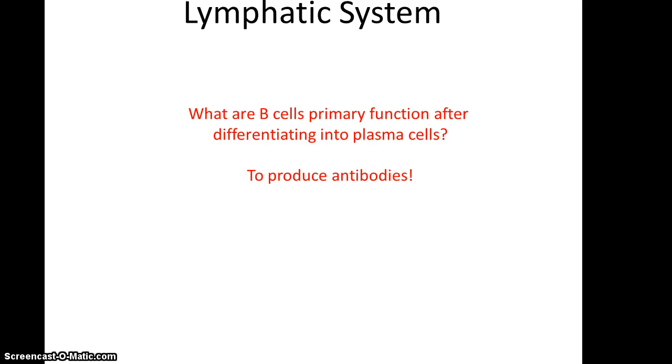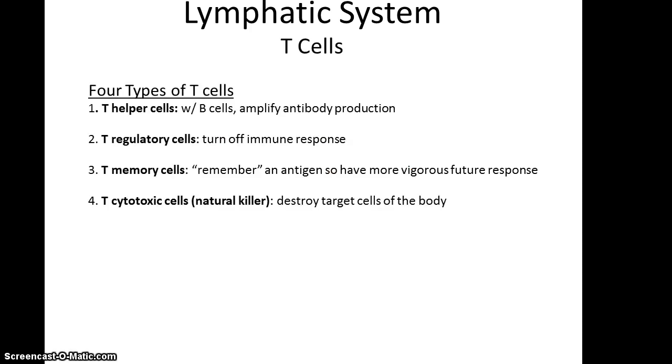So the B cells, what is their primary function? Well, it turns out that after they differentiate into plasma cells, usually in lymph nodes, they then begin producing antibodies, and these antibodies will latch onto infectious agents, allowing the body to destroy those agents and hopefully make us better.